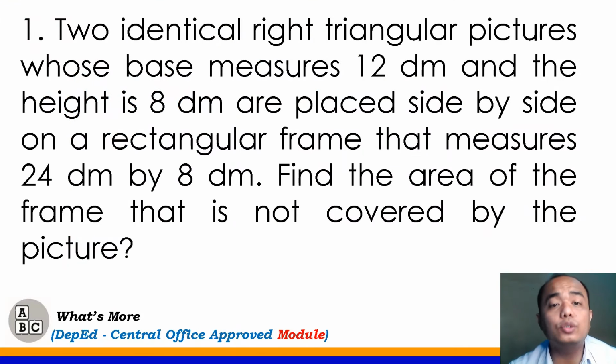Let's have number 1. Two identical right triangular pictures whose base measures 12 decimeters and the height is 8 decimeters are placed side by side on a rectangular frame that measures 24 decimeters by 8 decimeters. Find the area of the frame that is not covered by the picture.